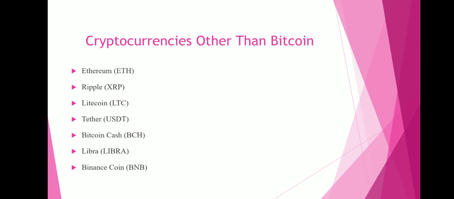Next, let me define some cryptocurrencies. We should know some cryptocurrencies other than Bitcoin. There are more than thousands of cryptocurrencies in today's world. Some popular ones other than Bitcoin are Ethereum, Ripple, Litecoin, Tether, Bitcoin Cash, Libra and Binance Coin.